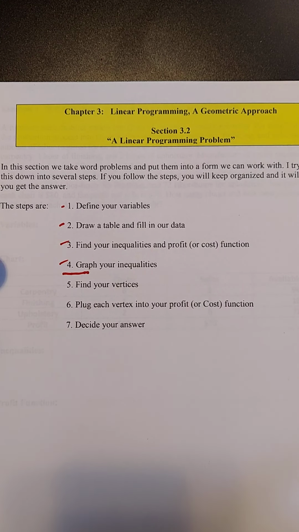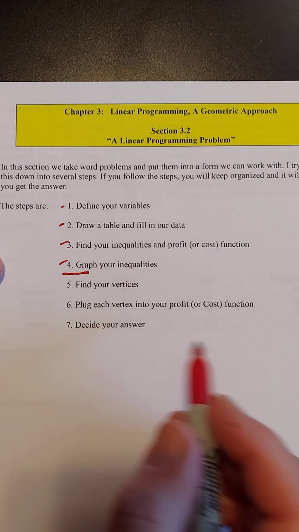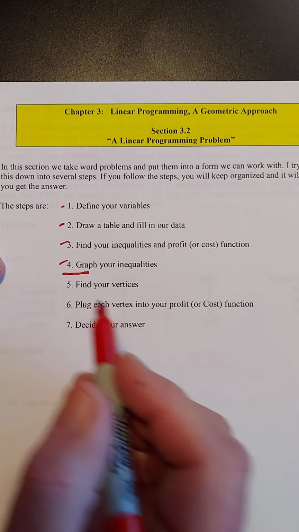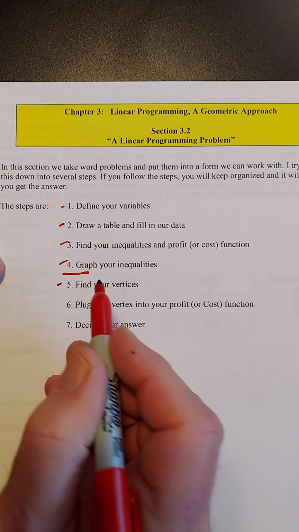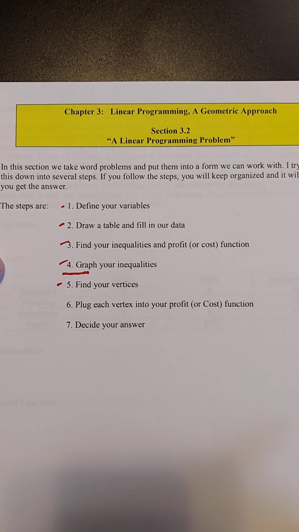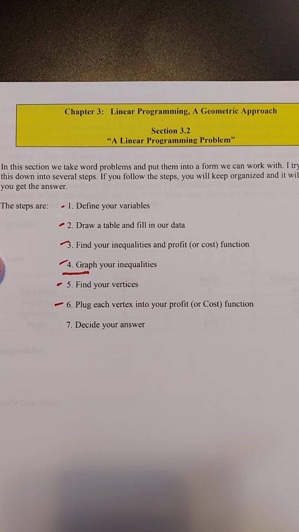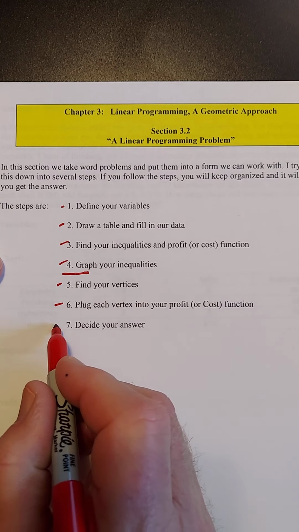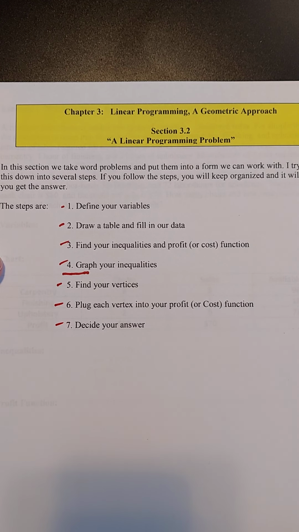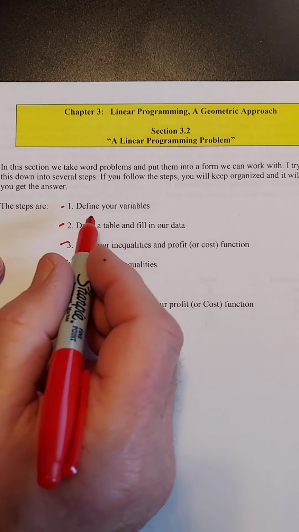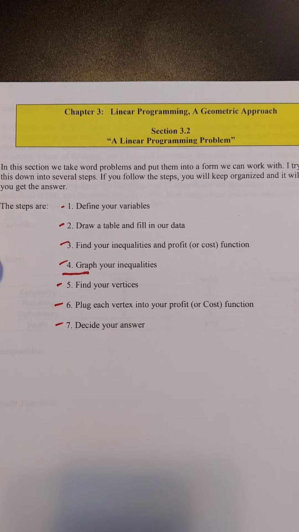But then when we get to section 3.3, I'll show you how to finish the problem. And to do that, you have to be able to find your vertices. Then you plug each of those vertices into your profit function or cost function, depending on whether you're minimizing or maximizing. And then from there, you'll decide what your answer actually is. So these are the steps, and if you follow those, you're going to find yourself in pretty good shape.